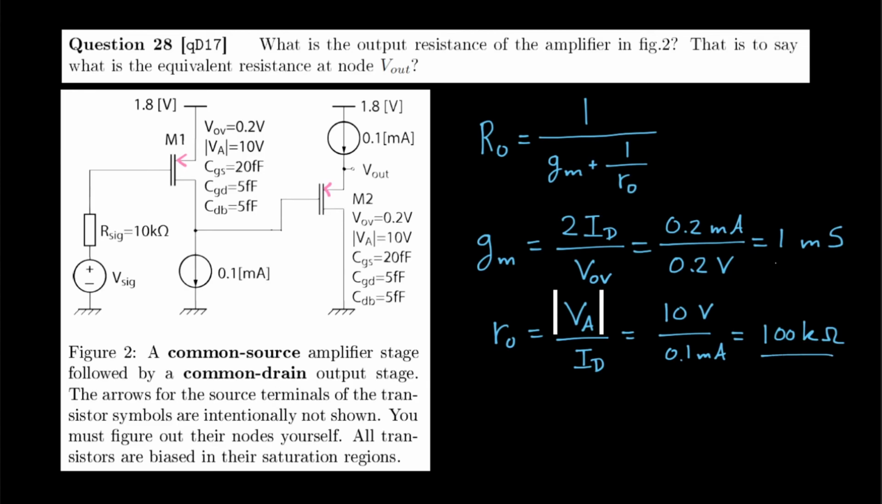If we now fill in both parameters into the equation above, we will get that the output resistance in the node Vout is 1 kilo ohm.